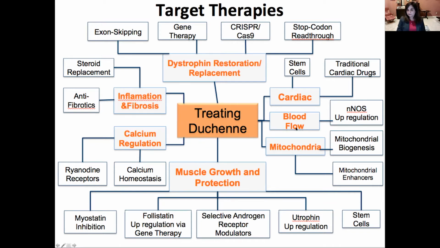The blood flow is affected. There are some medications which cause vasodilatation, which increase the blood flow. Mitochondrial function is also affected, so there are some mitochondrial enhancers we use, like, probably you heard about CoQ10. There is a medication called idebenone.